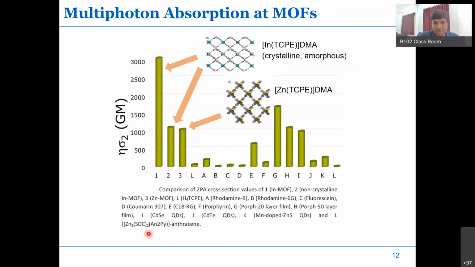Then of course we did compare with inorganic quantum dots such as cadmium selenide, cadmium telluride, zinc sulfide, manganese-doped zinc sulfide, and so on. Compared to almost all these materials, our compounds are showing the best activity in the literature. Okay.